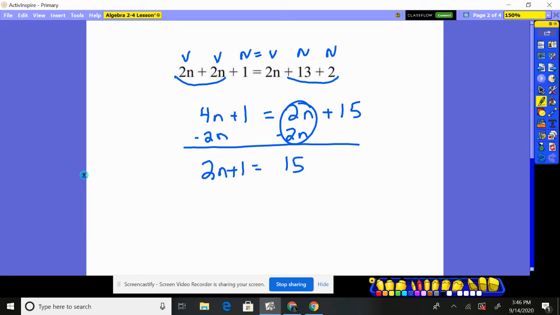I now say, hey, move the number over. So I'm going to move the number over to that side. I get 2n equals 14. Now I've done what I need to do. I get all variables on one side, all numbers are on the other. And now to finish it, I get rid of multiplying by 2 by dividing by 2. And my solution to this problem is n equals 7.